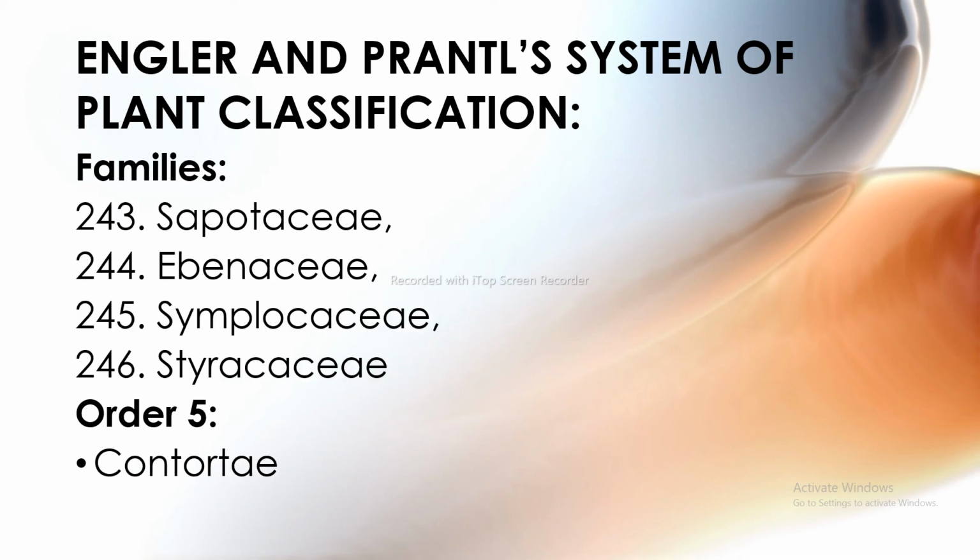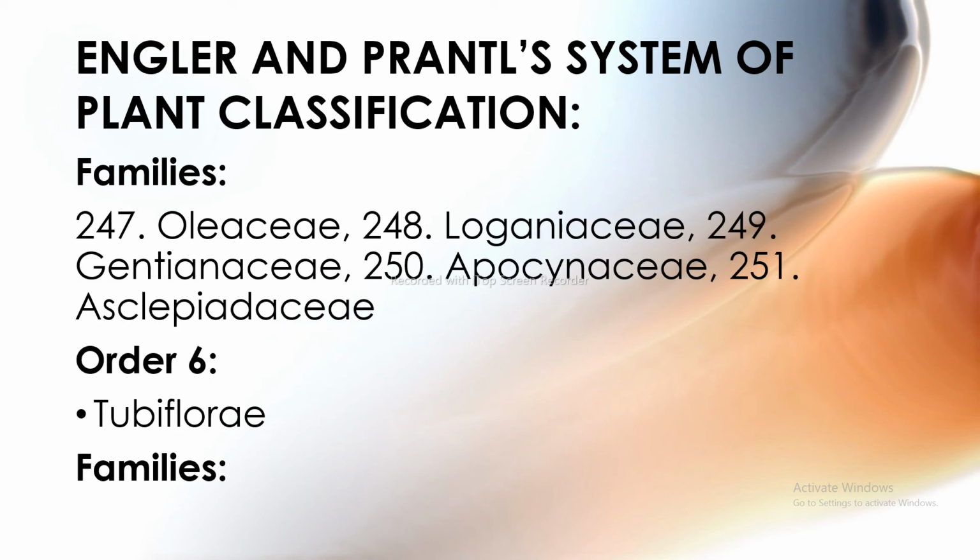Includes the family Sapotaceae, Ebenaceae, Symplocaceae, Styracaceae. Order 5 is the Contortae. Includes the family Oleaceae, Loganiaceae, Gentianaceae, Apocynaceae, Asclepiadaceae. Order 6 is Tubiflorae.